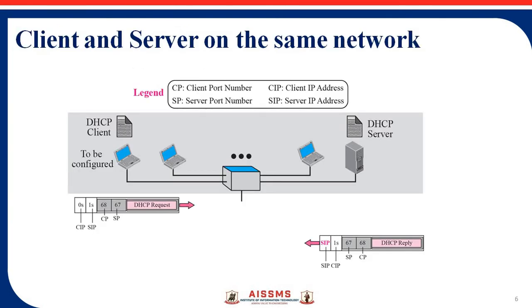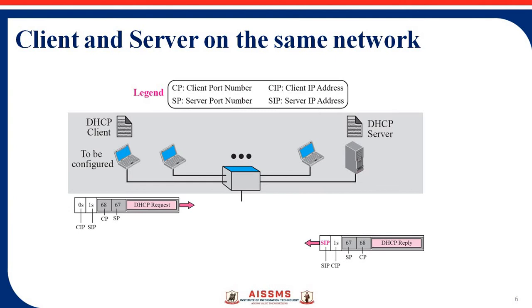Now we will see the DHCP, Dynamic Host Configuration Protocol operations. There are two types: client and server both are on the same network, and the second one is client and server are on a different network. First we will see client and server are on the same network. The administrator may put the client and the server on the same network as shown in the figure.